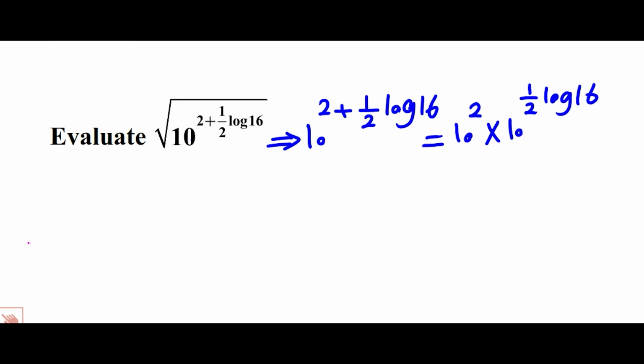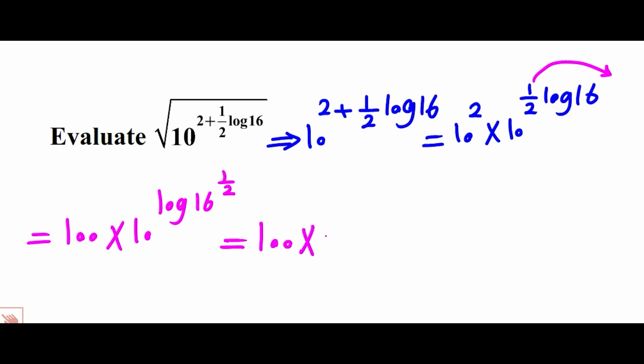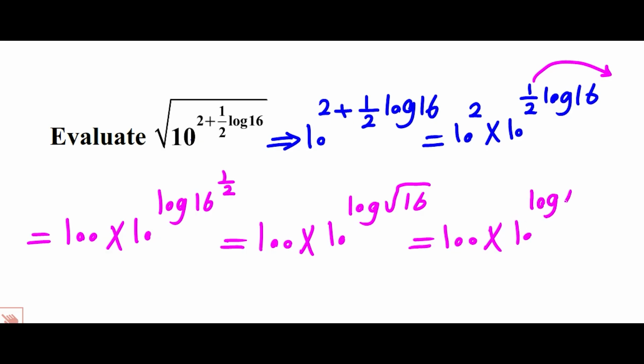So we have 10 squared is 100 times 10 to the power of log of 16 to the power of 1/2. 16 to the power of 1/2 is the square root of 16. So we have 100 times 10 to the power of log of 4.